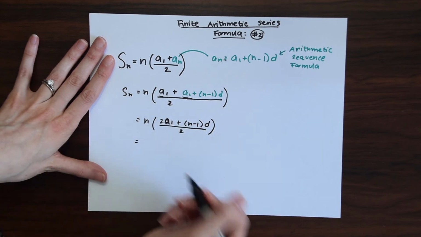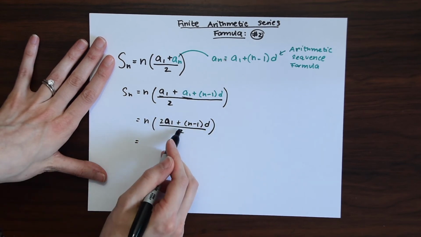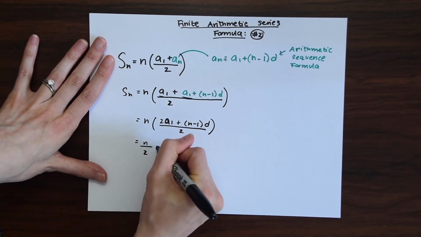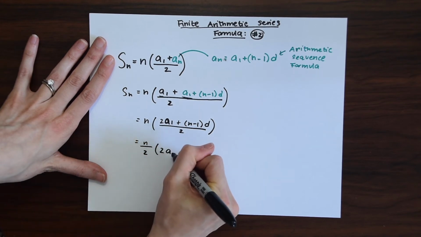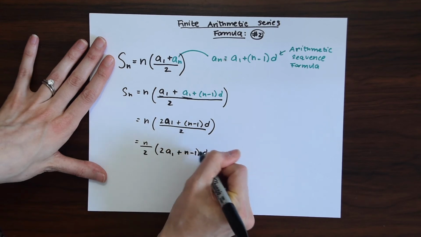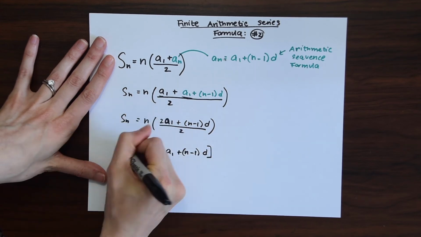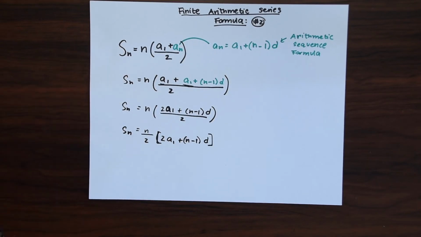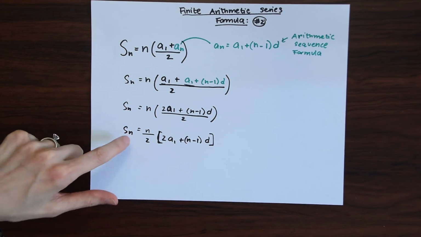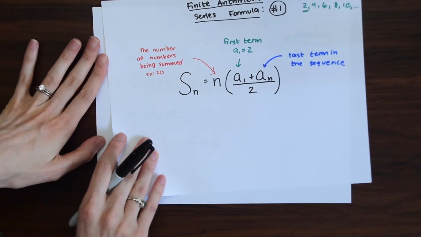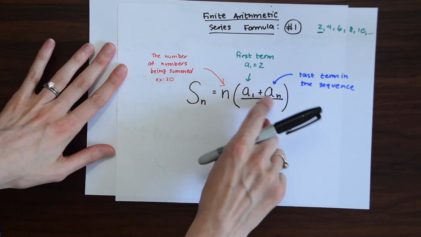And I'm just going to rework it a little bit more. I'm going to take out this half and put it under the n. So we have n over 2, and then this is 2 times a sub 1 plus n minus 1 times d. So in case you don't know what I did here, just know that this is the exact same formula we looked at on this page here. We just expanded this a sub n.